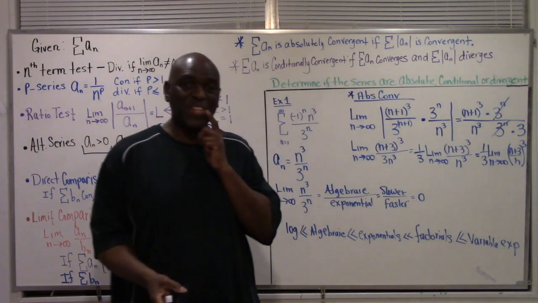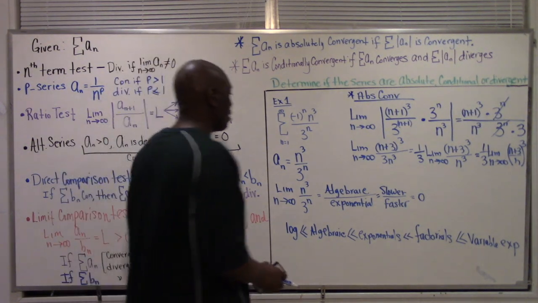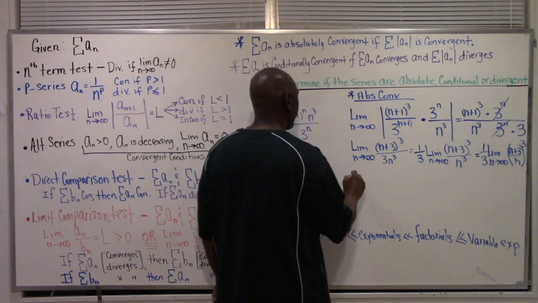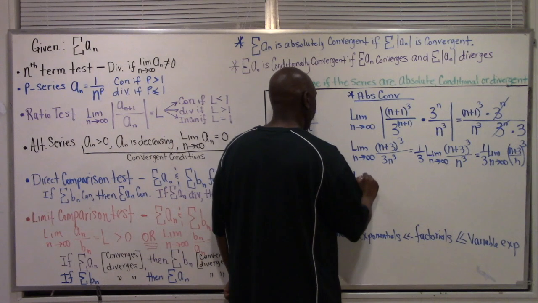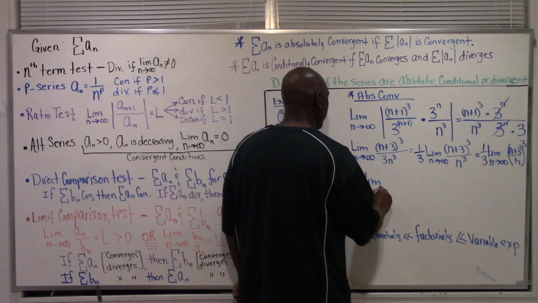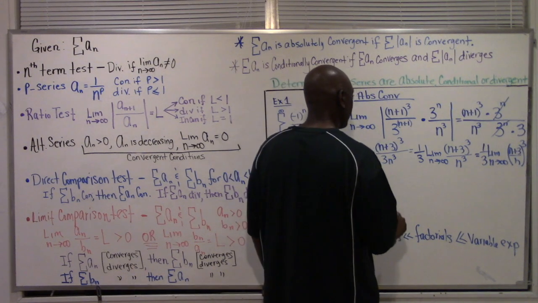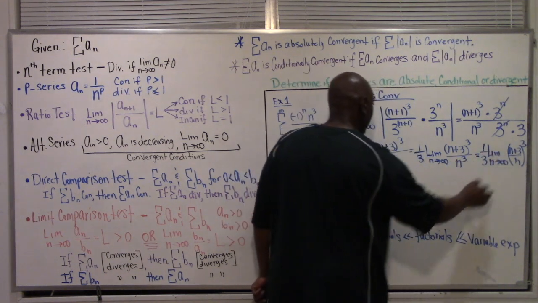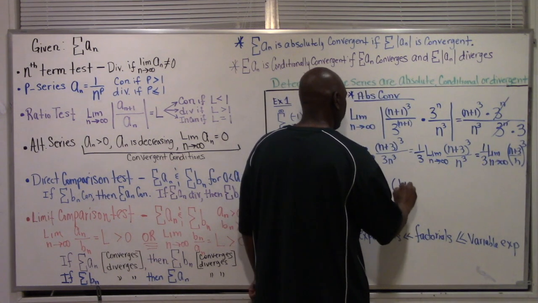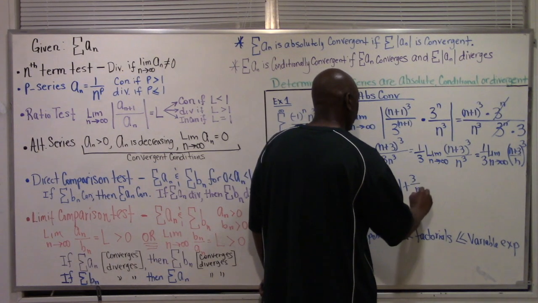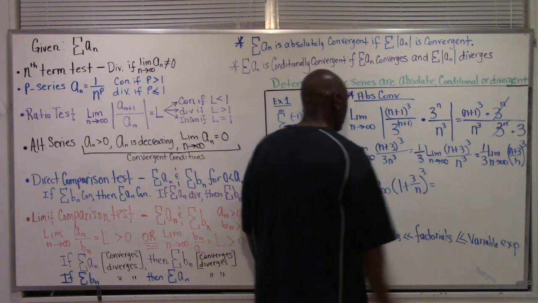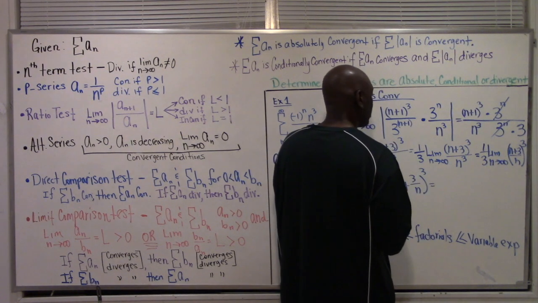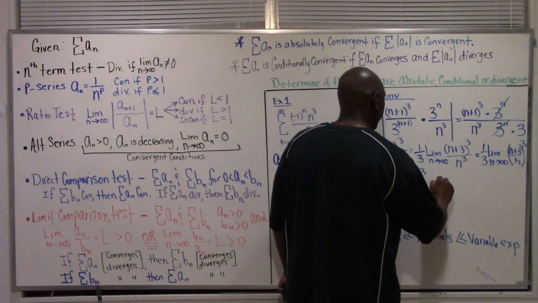Again, laws of exponents. Let's see, so what do we have here? We have 1/3, the limit as n goes to infinity of, I'm going to rewrite this again. n divided by n is 1. 1 plus 3 over n, cubed, which equals 1/3. Oh, I'm sorry. Yeah, that's right. Which equals 1/3.